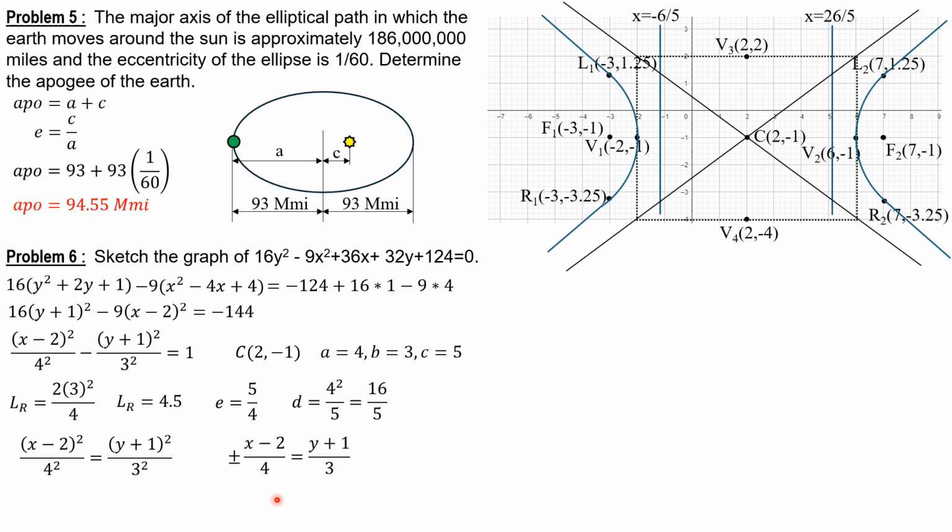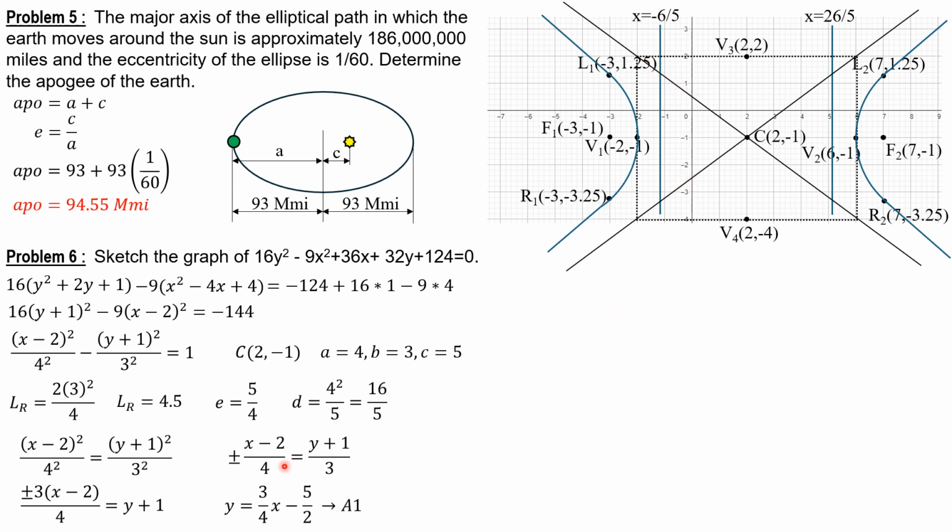over 3. Cross multiply. So negative 3 times (x minus 2) over 4 equals y plus 1. So if we consider the positive sign first, so 3x over 4, negative 6 over 4 or negative 1.5, minus 1, negative 2.5. And negative 2.5 in fraction is negative 5 halves. So the one asymptote with positive slope is y equals 3/4 x minus 5 halves. So this is the asymptote with positive slope. And the y-intercept is negative 5 halves. This is the y-axis. So that's negative 2.5, really.